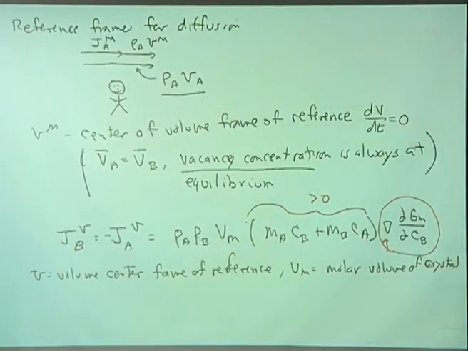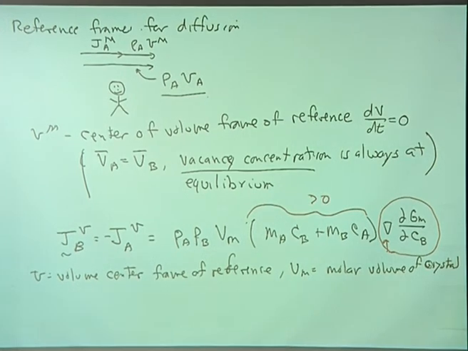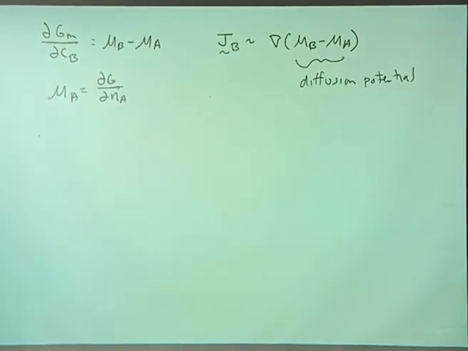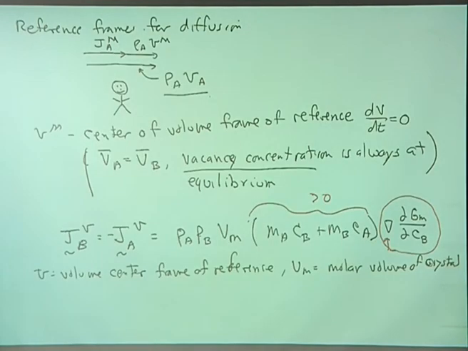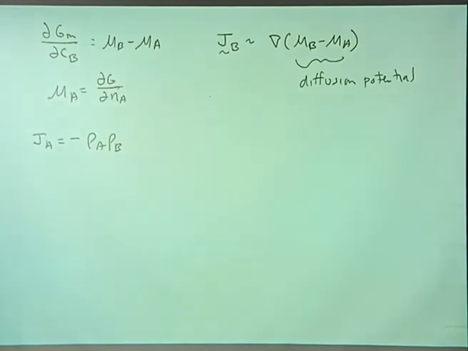Okay, let me talk about this term, the partial of G with respect to the composition. What I'm going to do is take this gradient operator here and pull it through that equation. And so J_A becomes equal to minus, I'm going to write this in terms of rho_A, it doesn't matter, rho_A, rho_B, molar volume.